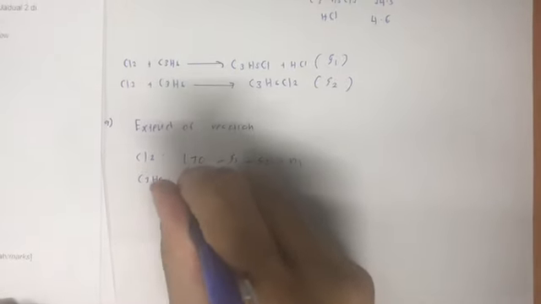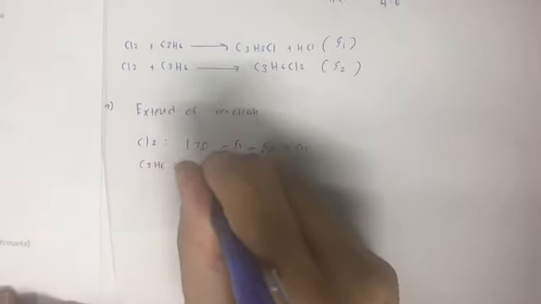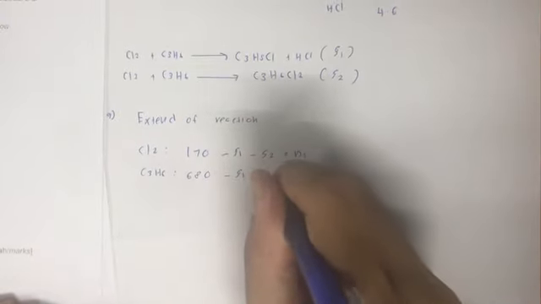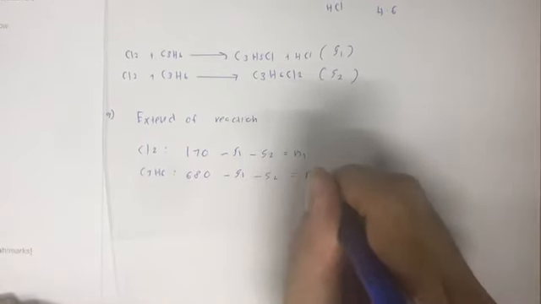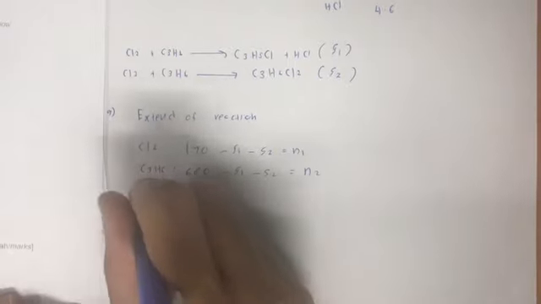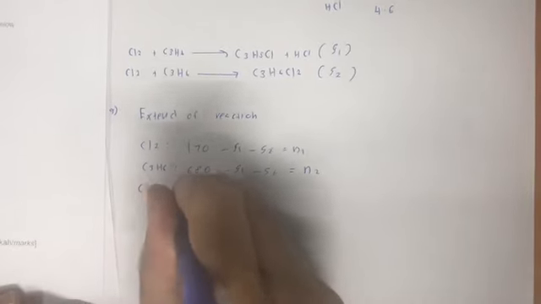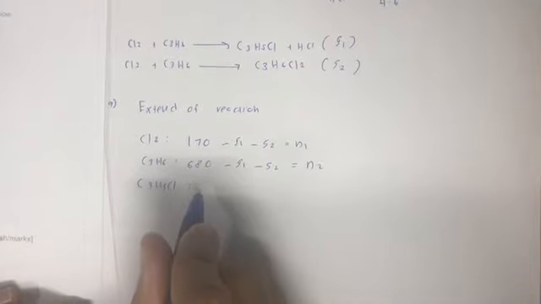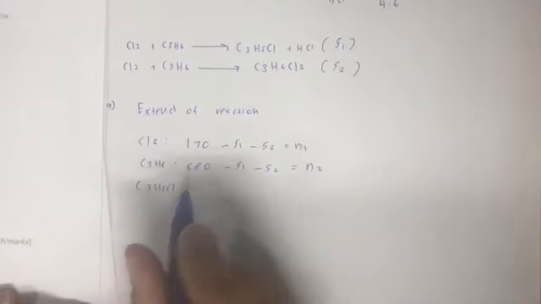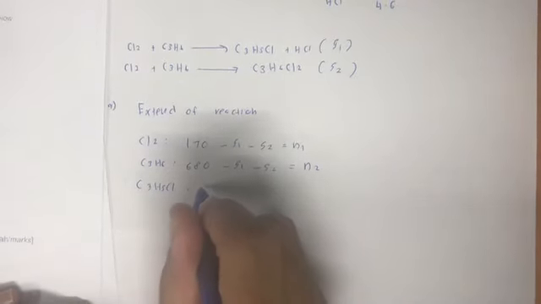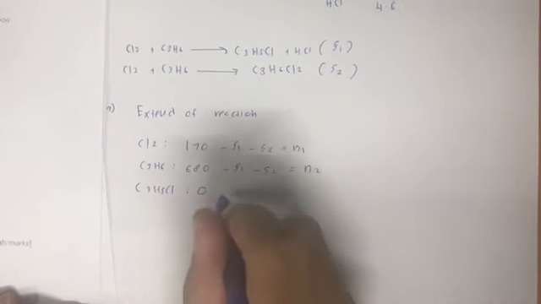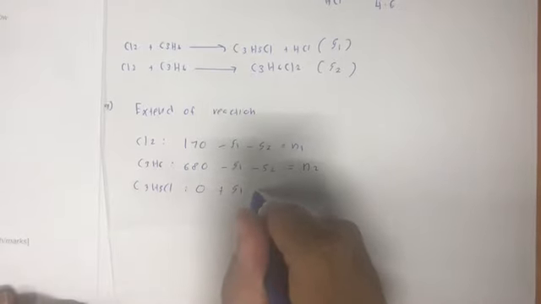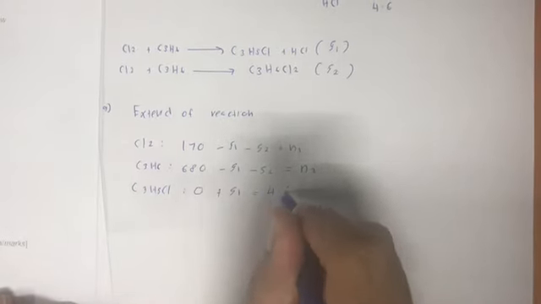C3H6: 680 minus C1 minus C2 is equal to N2. So next is C3H5Cl. Note that the inlet of C3H5Cl is 0, so we can simply put the value of 0 here, plus C1 is equal to 4.6.